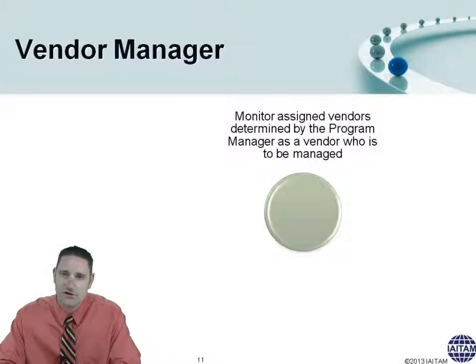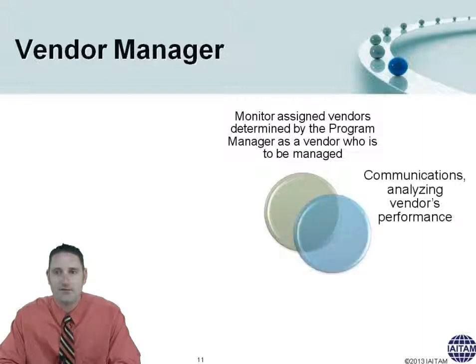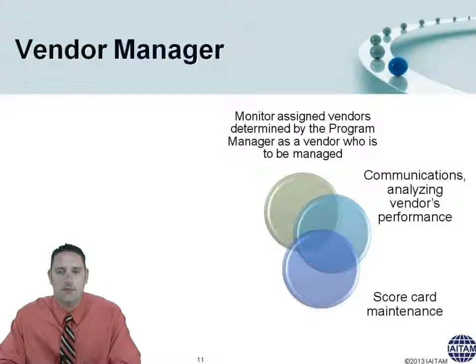Your vendor manager is going to monitor the vendors to determine if the vendor is giving us what we need. If the vendor can't offer the proper assets for whatever our mobile approach is, we might need to look at a new vendor. Communication, analyzing vendors' performance. There are vendor scorecards out there. There are ways of validating how well a vendor is doing, and we need to make sure that we're communicating this back to our management.